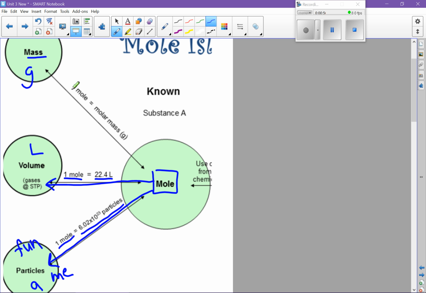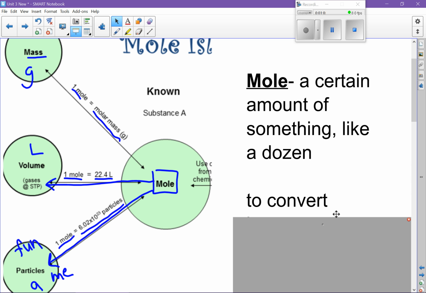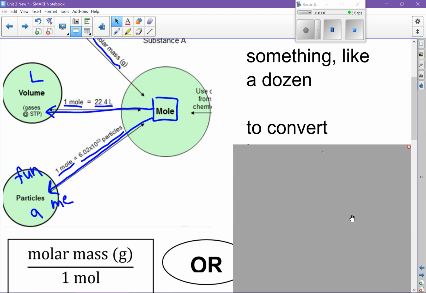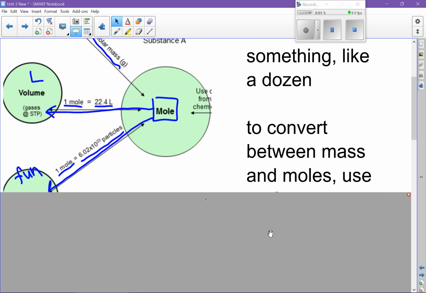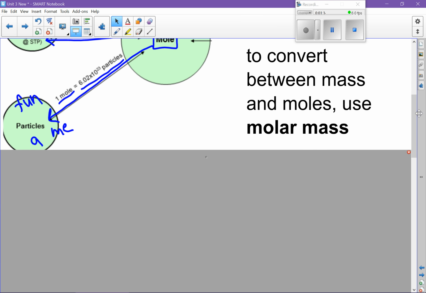So today our fences are still going to have 1 with the mole, but now we're going to incorporate that molar mass calculation that you know. Okay, so remember that a mole means an amount of something. It's like a dozen, but it's all of these different numbers from our mole islands. So today our job is to convert between mass and moles, so between those two islands, and we're going to learn how to put the molar mass into our fences.